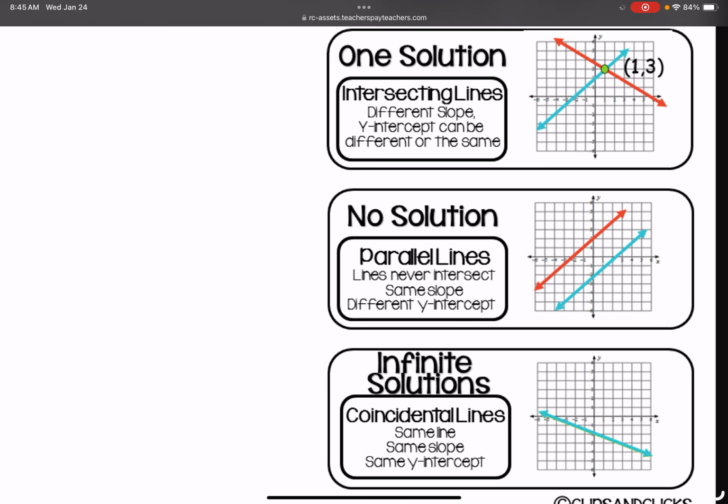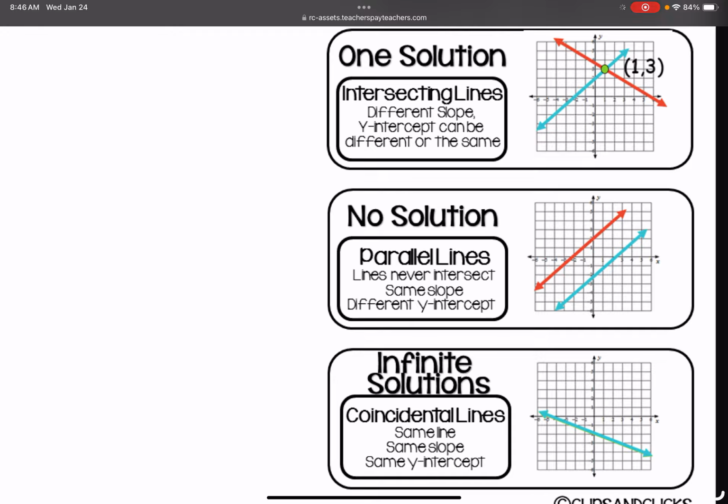We have three different situations that can arise from solving a system of equations. We have one solution, where your lines intersect and cross at a single point, like the green point on my screen. Then you have no solution, where the lines are parallel and they never cross. So there's no common point that they share.